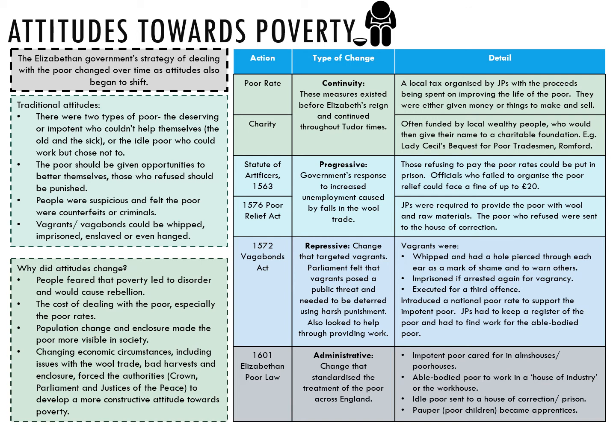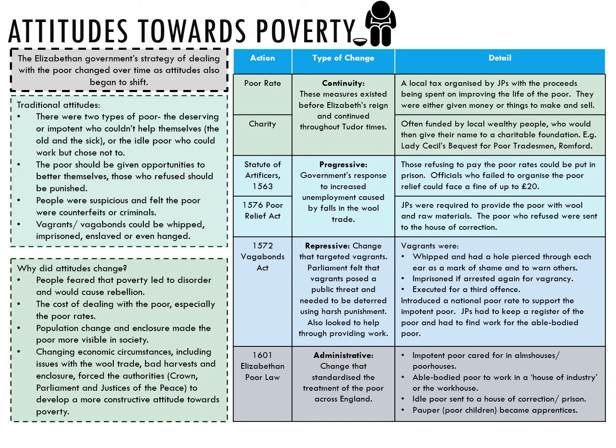Justices of the Peace had to keep a register of the poor, and those in authority, so JPs, parish councils and so on, were tasked with finding work for the able-bodied poor. And then we start to see an administrative approach, and this is seen in the 1601 Elizabethan Poor Law. The change came about and it standardised the treatment of the poor across England.